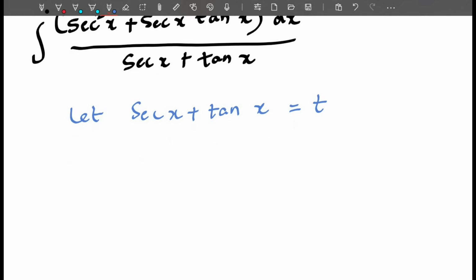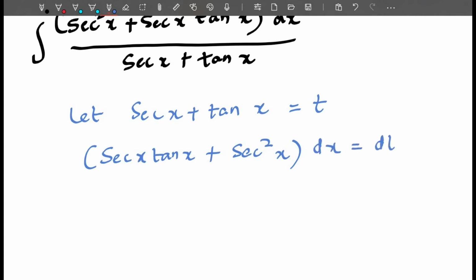Okay, so now when you differentiate secant x plus tan x, you are getting it as d by dx of secant x is nothing but secant x tan x, and when you differentiate tan x, you are getting it as secant square x. Okay, so we are differentiating with respect to t, so it will become dx by dt. When you take it to the other side, it becomes into dx is equal to dt.